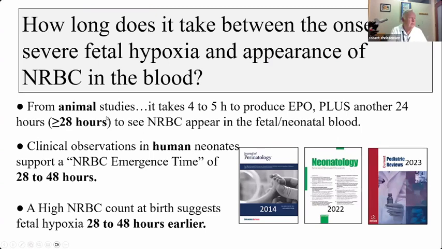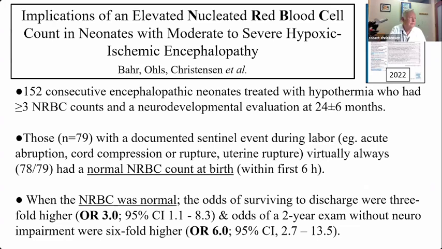As a consequence of all those studies, I would say that from animal studies, it takes 4 to 5 hours for a hypoxic fetus to make EPO to the point where it actually raises the fetal EPO level in the blood, plus another 24 hours or so to see the appearance of nucleated red cells in the fetal blood. Clinical observations in human neonates support this with several studies, and a high nucleated red cell count at birth, I believe, suggests that fetal hypoxia occurred at least a day or 2 or 3 earlier.